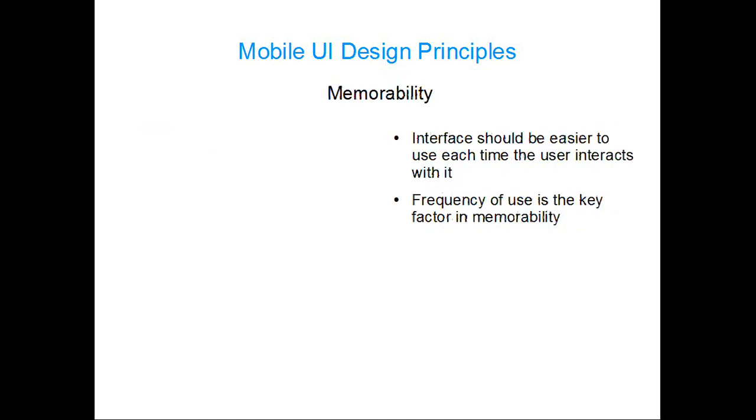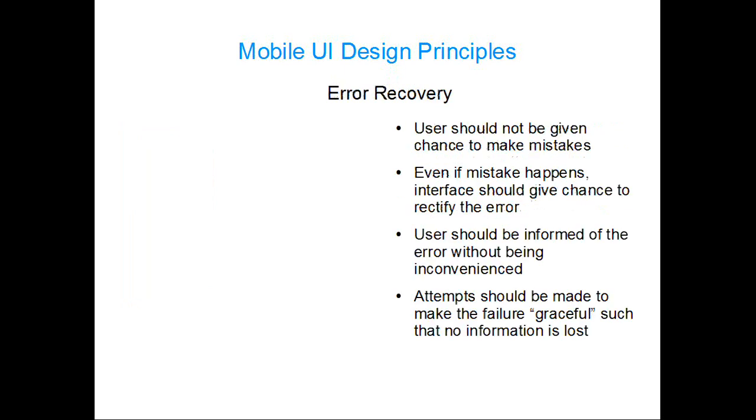Next, the user should be informed of the error. Suppose the user has made a mistake, they should be given a prompt message like, you did some error and probably you should rectify it. And then they should also be given attempts to rectify whatever mistakes they have made.